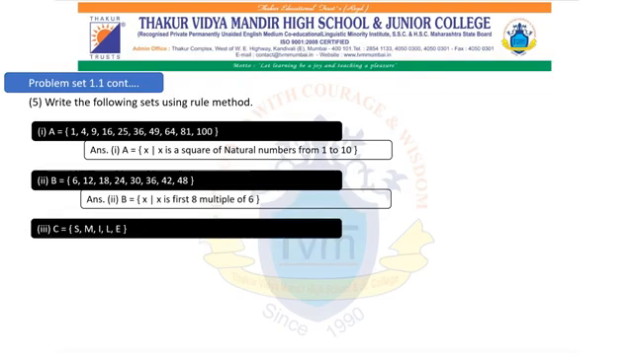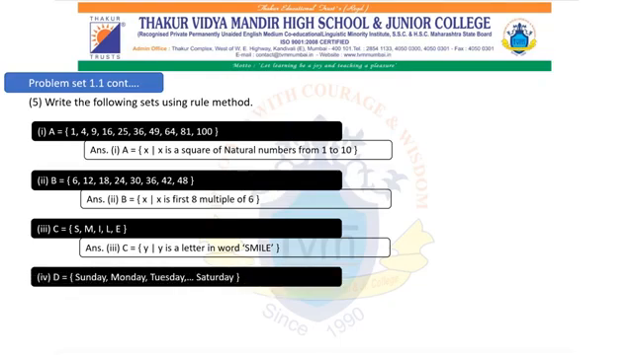Sum number 3. C is a set of S, M, I, L, E. They have taken 5 alphabets. Now with these 5 alphabets, whatever word we can form, here I can see we can form a word called smile, or it can also be miles. It can be written as C is a set of y such that y is a letter in the word smile, or it can be written as miles.